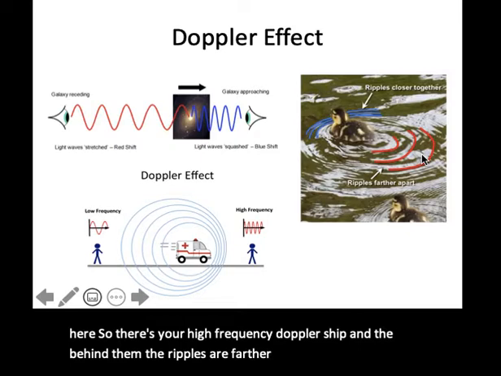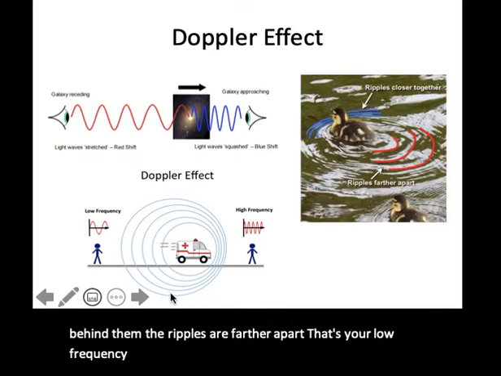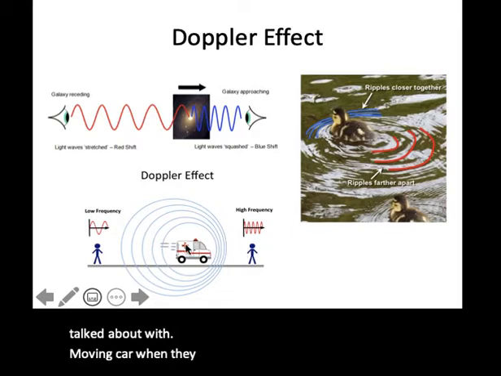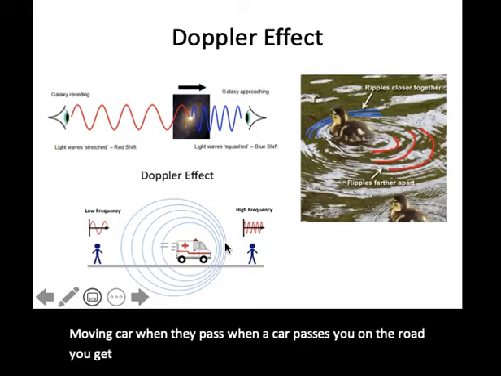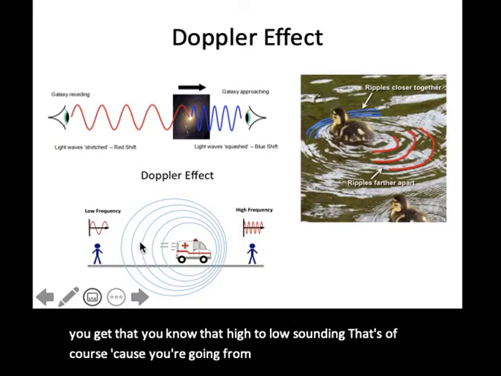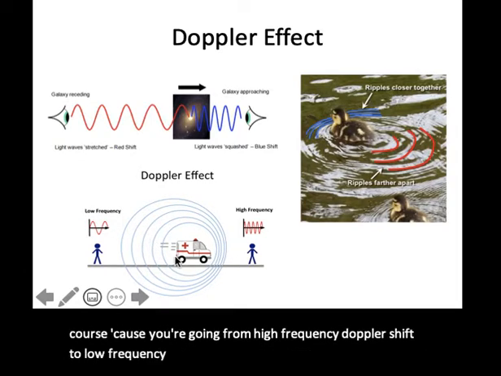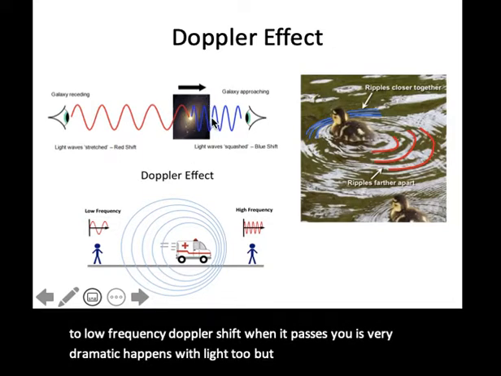That's your low frequency Doppler shift. This is the example that we already talked about with a moving car. When a car passes you on the road, you get that high to low sound, and that's, of course, because you're going from a high frequency Doppler shift to a low frequency Doppler shift when it passes you. It's very dramatic.